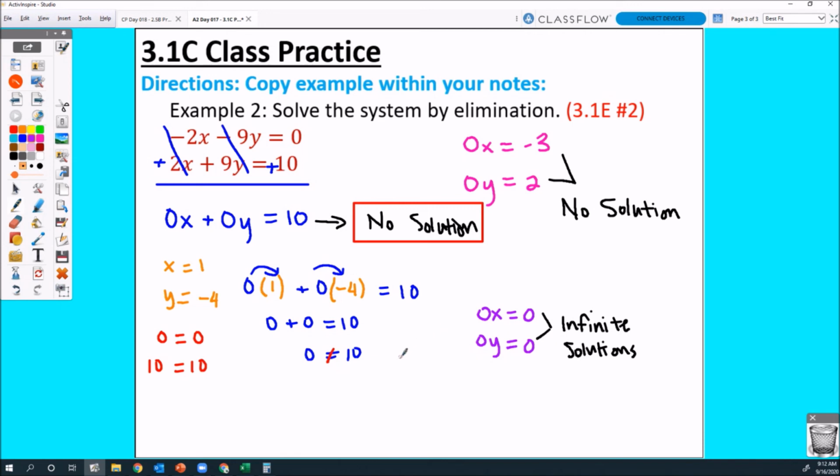Now, for elimination, in the event you have a 0x plus or minus a 0y, and it ends up equal to 0, then it's similar to the no solution special case, but since it does equal 0, you would stop here, and then you would just write infinite solution.